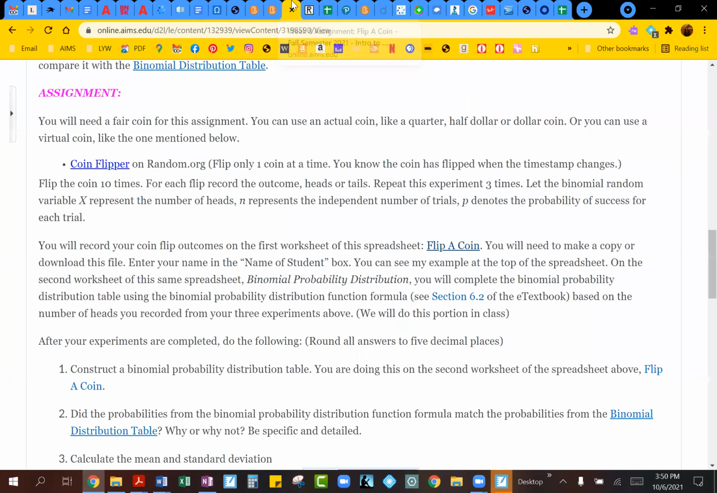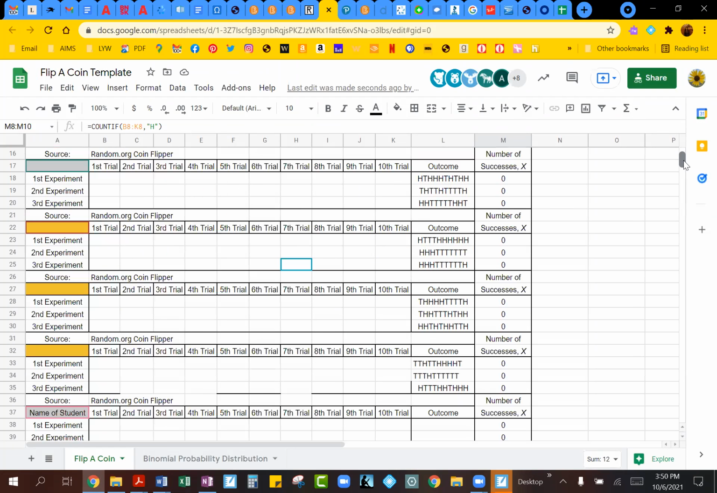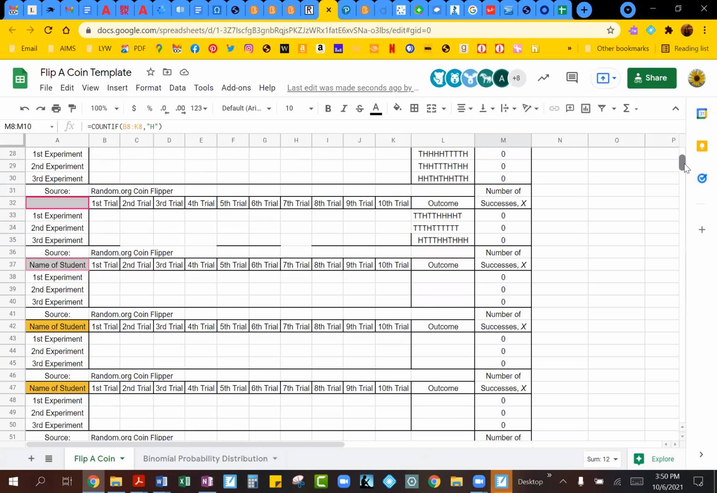Again, like I said, if you have a physical coin, that's fine. You can use that. But if not, just use the virtual one. So what I want you guys to do is you can see in all those yellow spaces, you can go ahead and put your own name in there. So just put your name so you know that's where you're working.